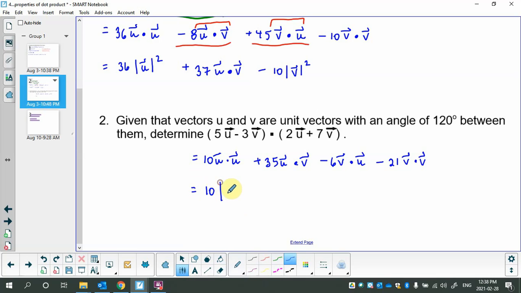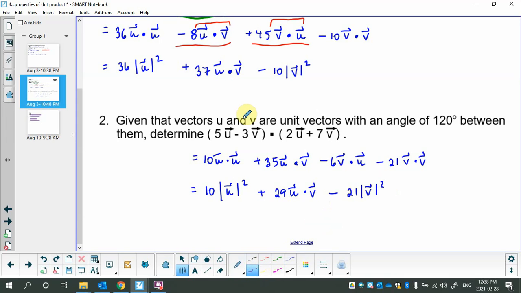Before I start to read, I'm going to clean this up the same way as we did the question above. So 10 magnitude of vector u squared. 35 minus 6, it doesn't matter the order because it's the same, so plus 29. I'm choosing to use u dot v rather than the vice versa version. And -21 magnitude of vector v squared. All right, so we have some stuff that we can put in.